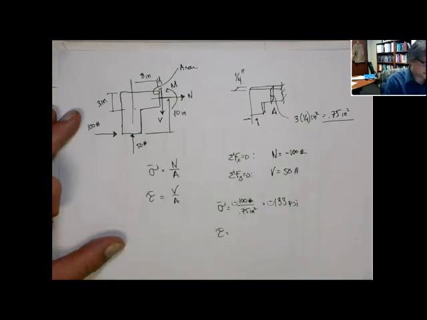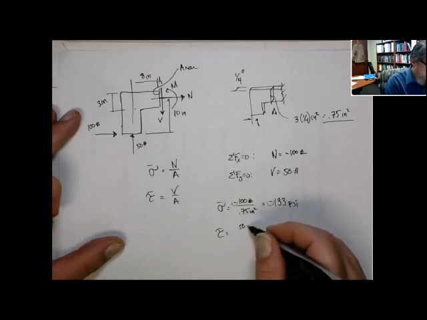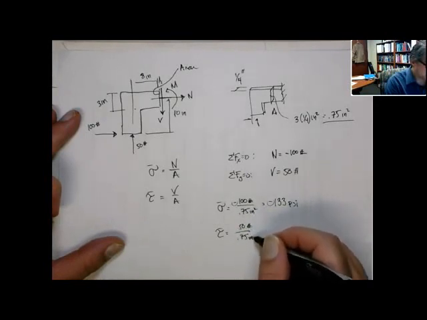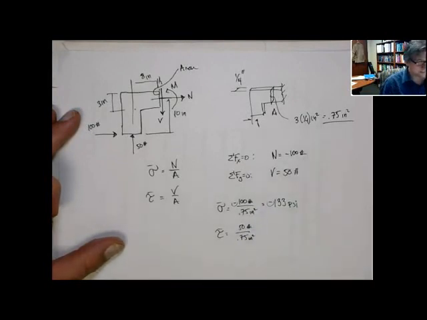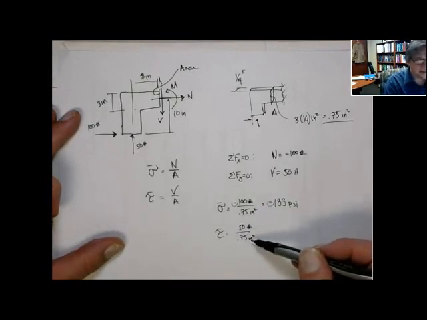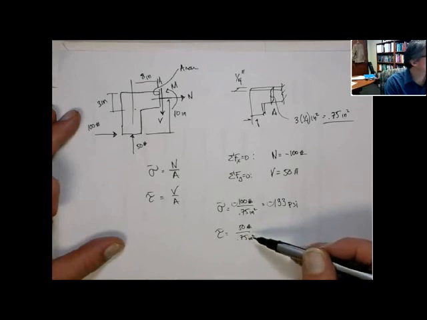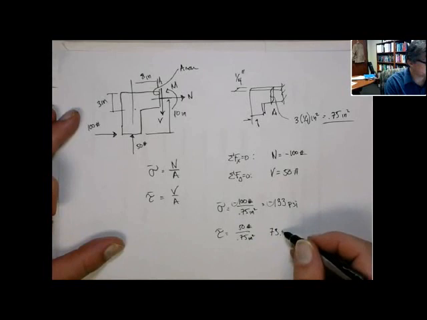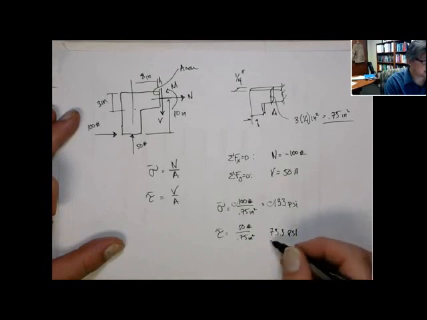The shear is going to be 50 pounds over the 0.75 inches squared. Right? So then it's going to be 4 times 50 over 3, so 4 times 200 divided by 3. That's like 70. 73.3 psi or something like that.